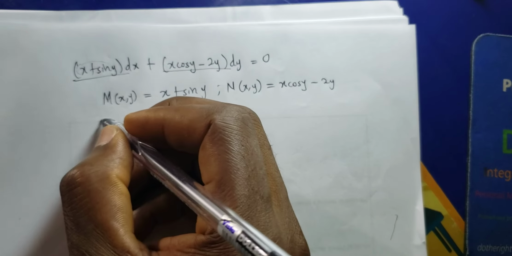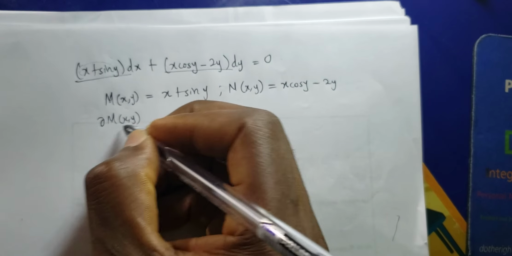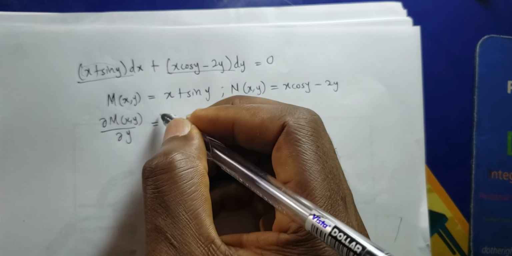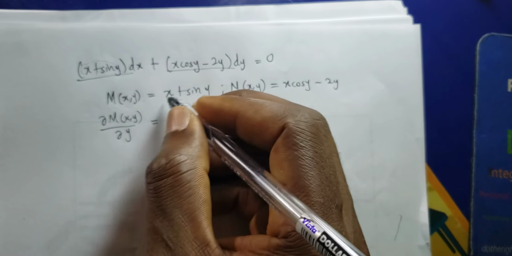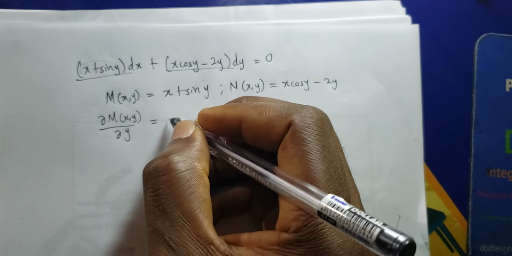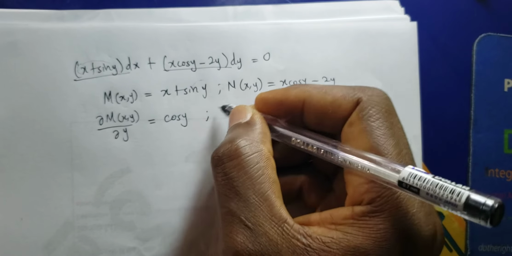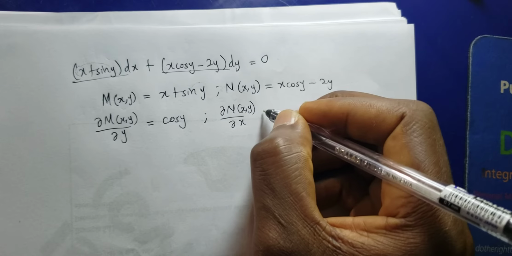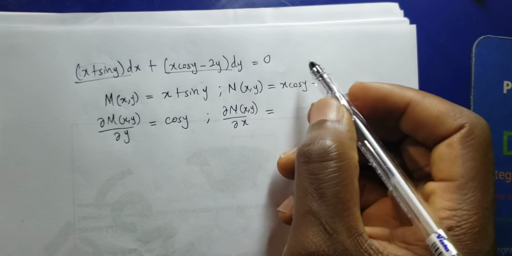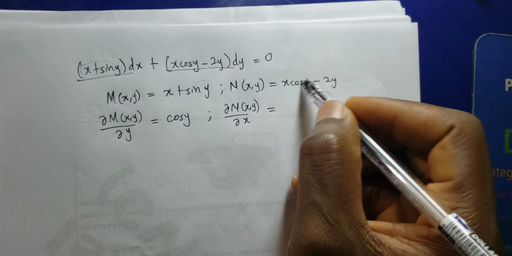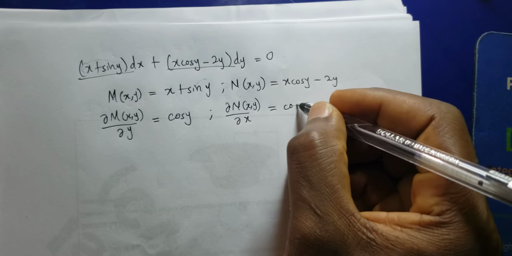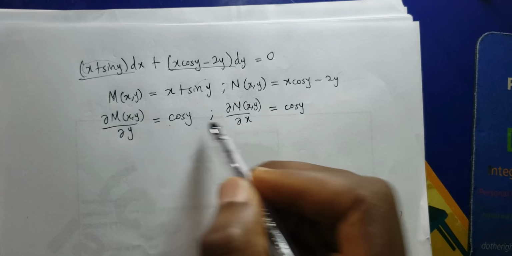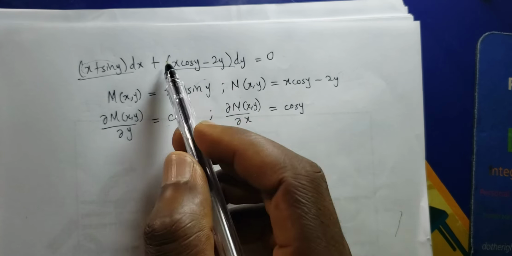So when we differentiate, del M del y is equal to: differentiating partially with respect to y means we keep x as constant, so x gives 0, then the derivative of sine y is cos y. Then del N del x: we're differentiating partially with respect to x, so cos y is going to be a constant, giving us cos y, and the 2y term will give us 0. So it is evident that these two are equal, and because of that, the differential equation is exact.